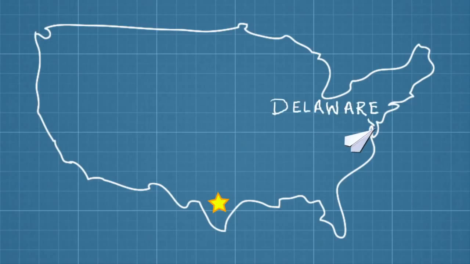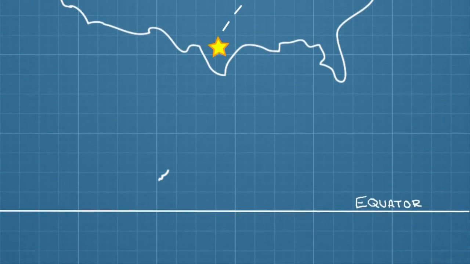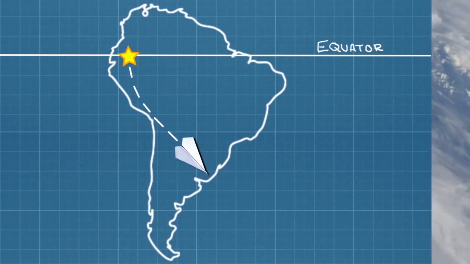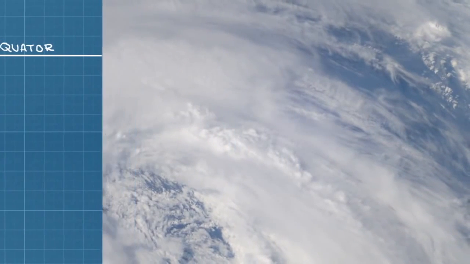So from your point of view in Texas, the plane would have taken a curved path to the right. The opposite would happen in the southern hemisphere. An object traveling from the equator to the south would get deflected to the left. So what does this have to do with hurricane spinning?